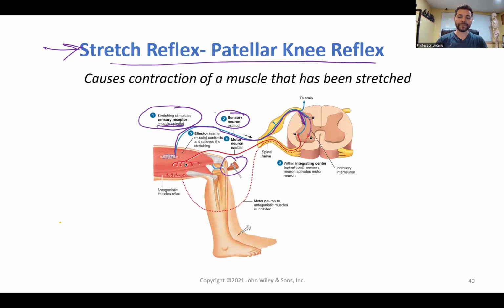Step number 2. There's integration. And here you can see that we have that one interneuron. Hence why this is a monosynaptic reflex. It is also an ipsilateral because it's the same side, right? The message comes in this side, goes out the same side.